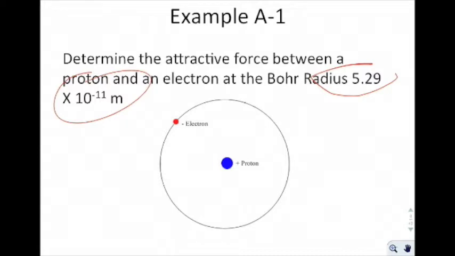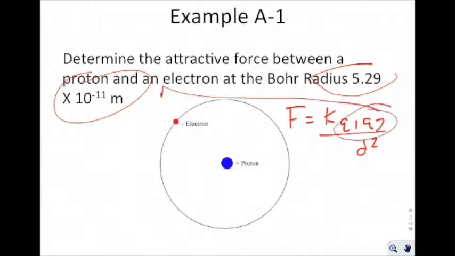I'm trying to pull up a calculator. We know that the equation is F is equal to k Q1 Q2 over d squared. Now we've actually talked about this, and you can look up on a periodic table what the charge of a proton and an electron are. The charge of a proton is 1.6 times 10 to the minus 19th, which makes the charge of an electron 1.6 times 10 to the minus 19th, but negative. So they have the same magnitude, they just have different charges.